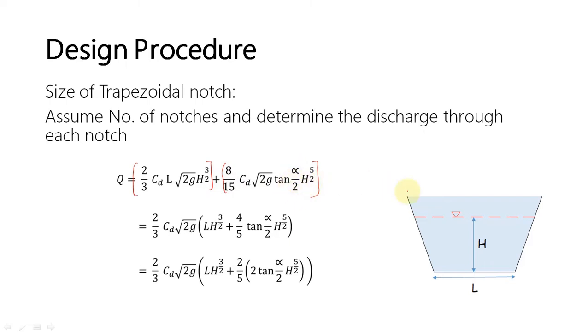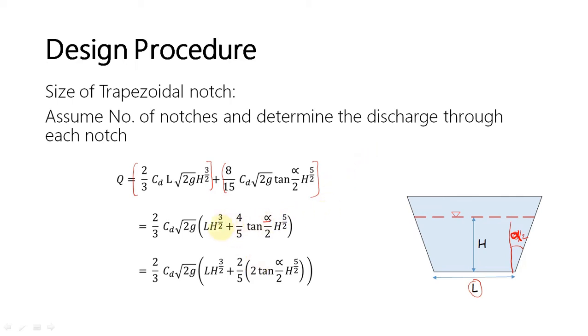Here the unknowns are the base width of this notch and the angle of inclination. Suppose you take it as theta by 2, we need to find this, or here it is mentioned as alpha. Let's make it alpha by 2. So you have to find this L and alpha by 2. I want this discharge equation in terms of alpha by 2 in a well simplified manner, so I am doing that.